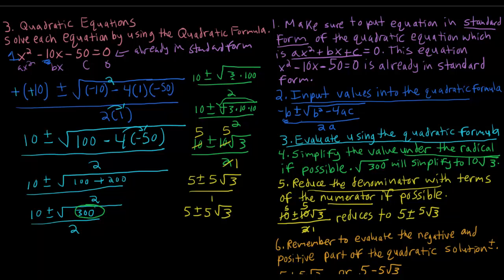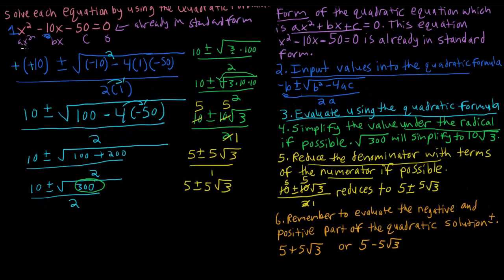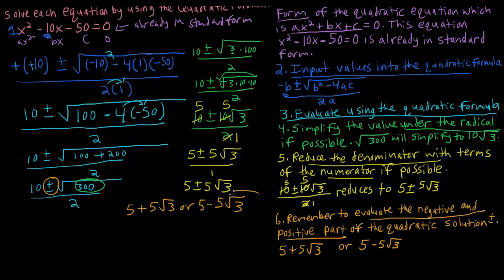Now, for our final step, we just have to remember to evaluate the negative and positive part of this quadratic solution. Because again, a quadratic equation is dealing with plus or minus. So we need to include that. So we would have 5 plus 5 root 3 or 5 minus 5 root 3, which can't be simplified anymore. So that's the answer: 5 plus 5 root 3 or 5 minus 5 root 3.